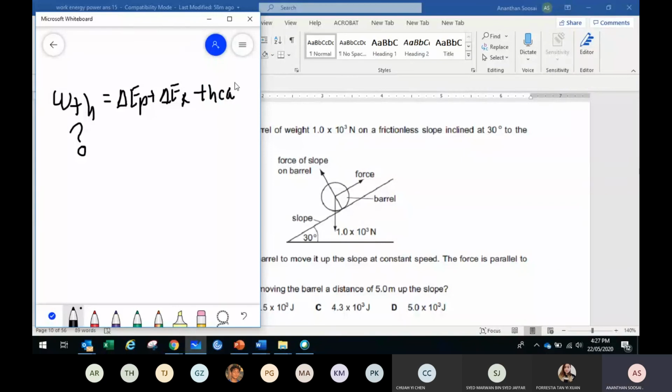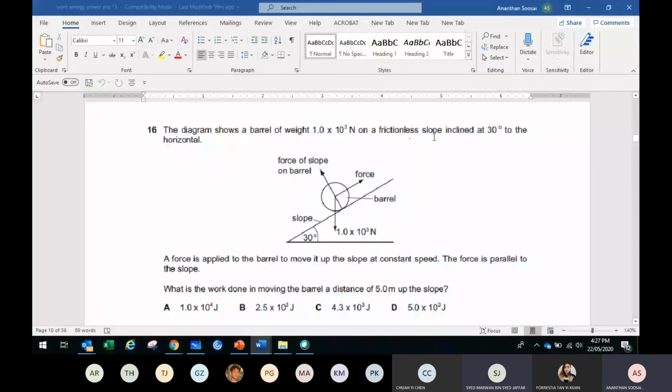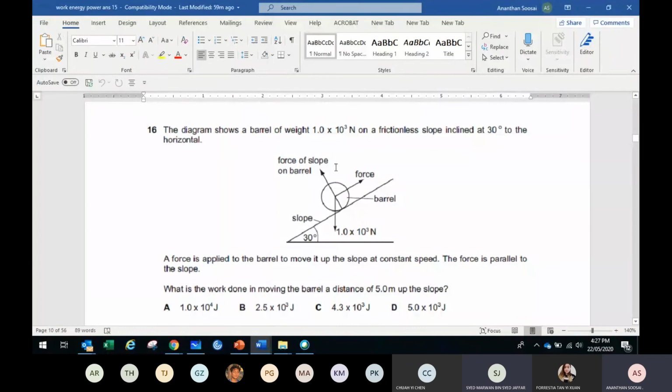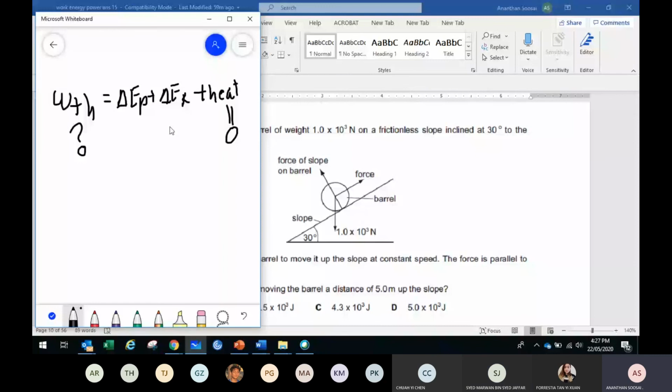So in this case, what are the things? Heat, is it 0? Frictionless slope, so no heat generated. It's smooth, so we know heat is 0. Kinetic, is it 0? Force barrel moves with a constant speed. That means kinetic energy also in this case becomes 0. So work done by the thrust is only gain in EP, only gain in potential energy.